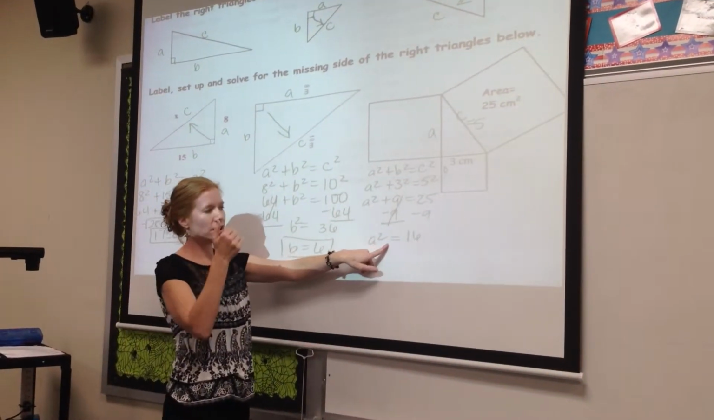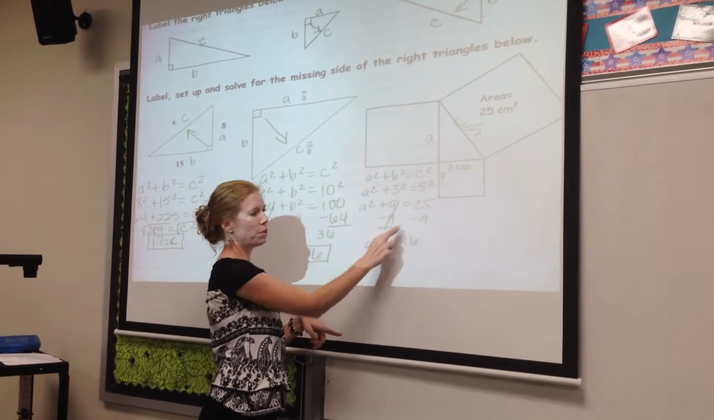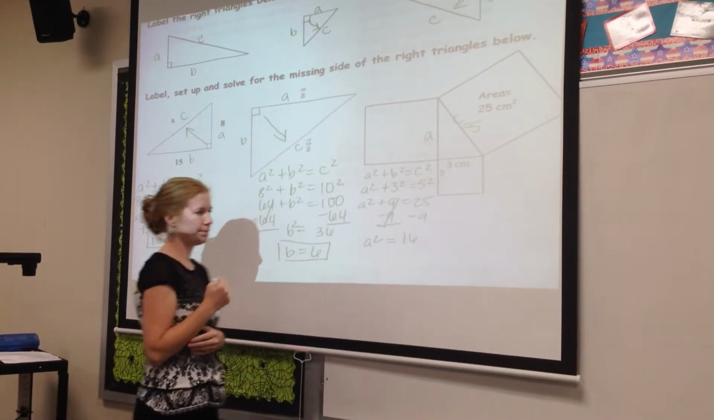Okay, so A squared equals 16. Do the square root. A equals 4.